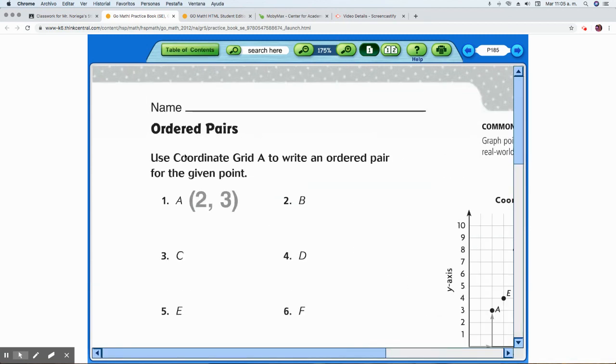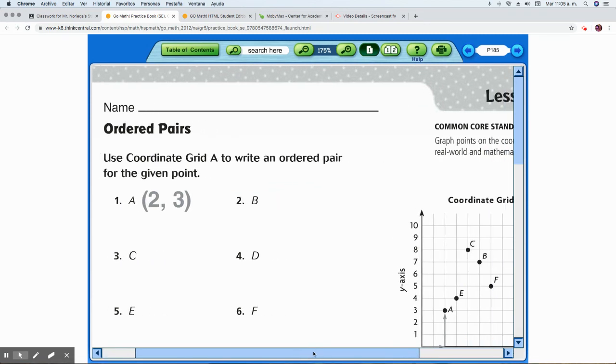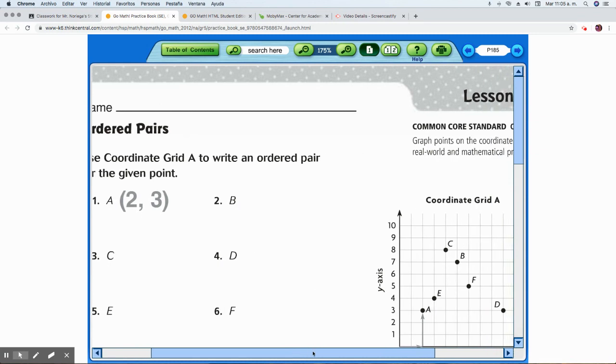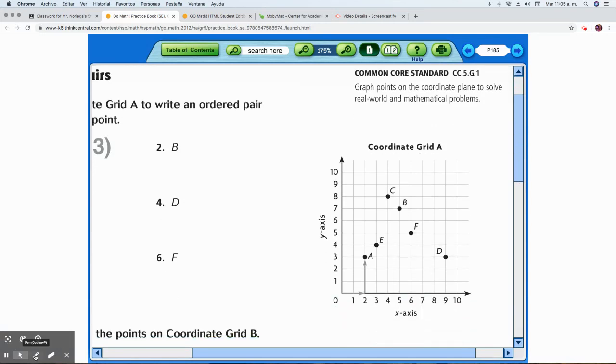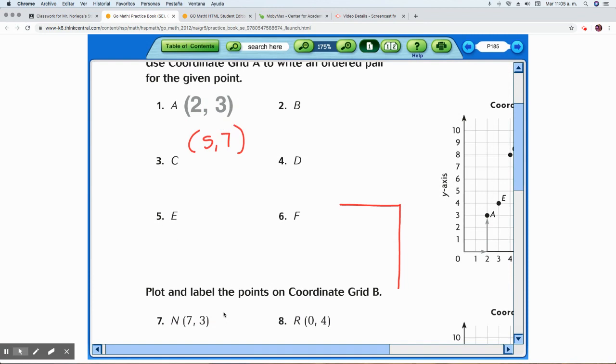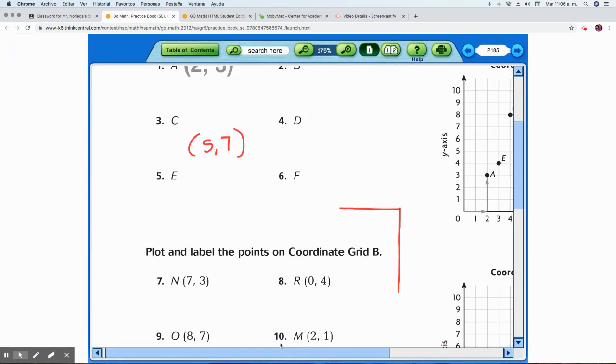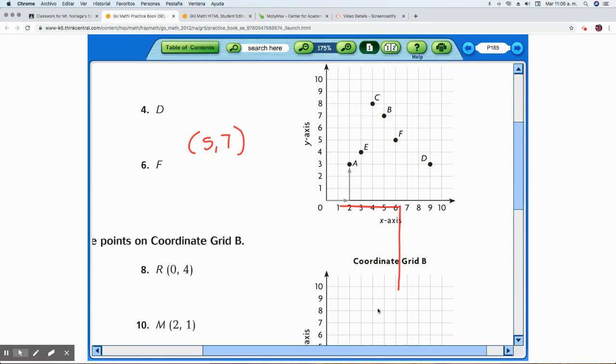Use the coordinate grid A to write an ordered pair for the given point. It's the same thing that we did in the lesson. For letter B, you can draw line segments to connect letter B with the x-axis and with the y-axis. So letter B would be the ordered pair 5, 7. For the next one, you are going to plot and label the points on coordinate grid B, which is this one right here.